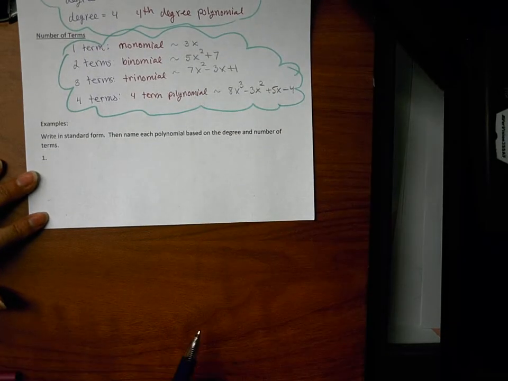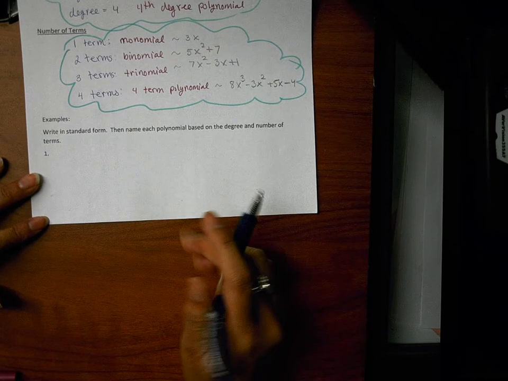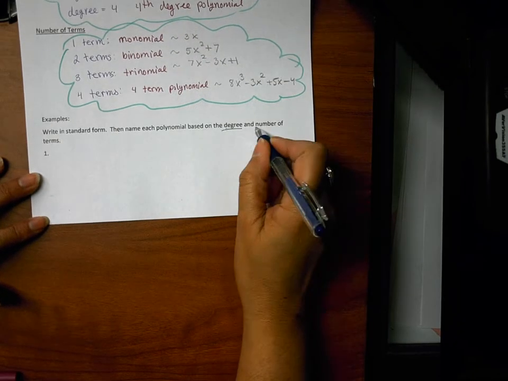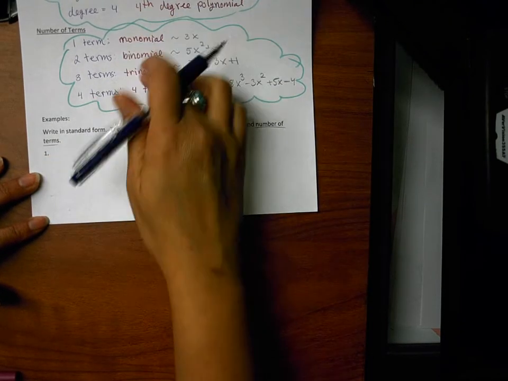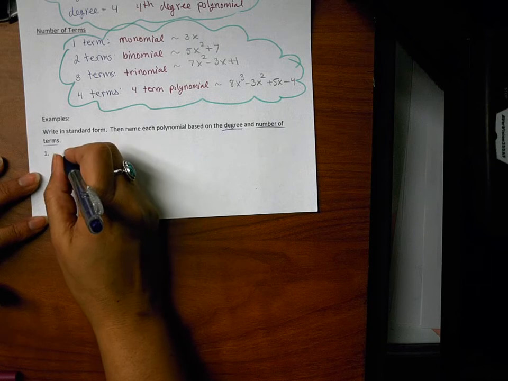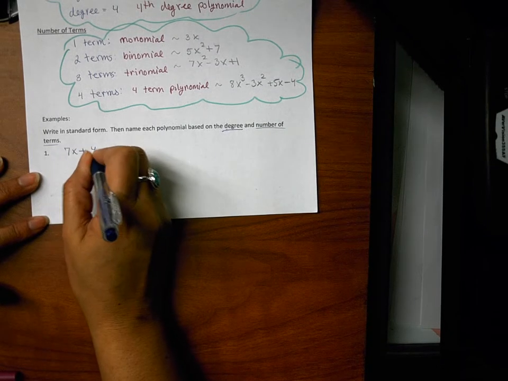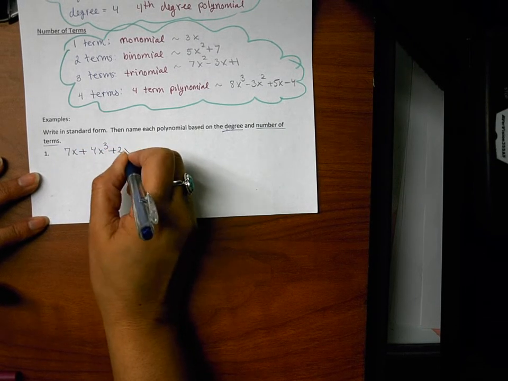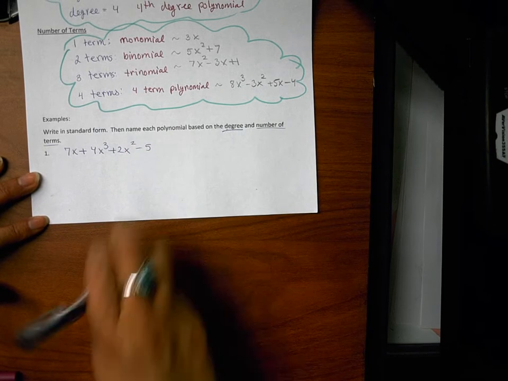Examples. Number 1, write in standard form and name each polynomial based on the degree and the number of terms. So we're going to classify it using both. Number 1 is 7x plus 4x to the third plus 2x squared minus 5.